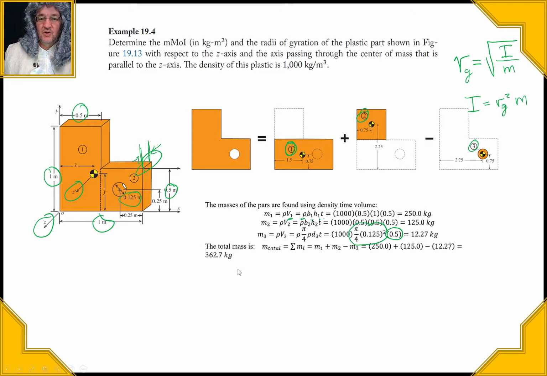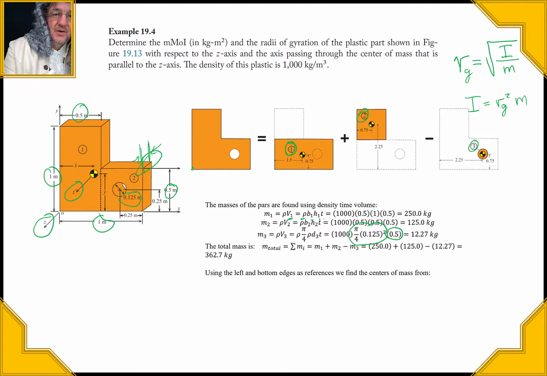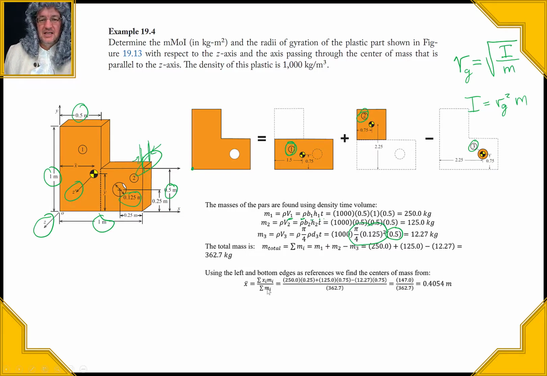Okay, so we figure out what the total mass of this is by taking the rectangle and the square, adding them and subtracting out the cylinder. And it's a good idea to use the bottom left corner right here. That's just a good place. When we're looking for the center of mass, it doesn't actually matter where we take the reference, just as long as when we give the answer, that's what we say it is. So we take the sum of the centers times each of the masses divided by the total mass, right? So this mass, this 250 right there, it's located at 0.25, right?